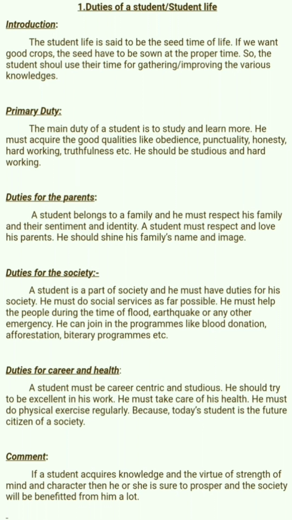The student life is said to be the sand time of life. If you want good crops, the seed has to be sown at the proper time. So the students should use their time for gathering or improving the various knowledge. Primary duty. The main duty of a student is to study and learn more. He must acquire good qualities like obedience, punctuality, honesty, hard work, truthfulness, etc.